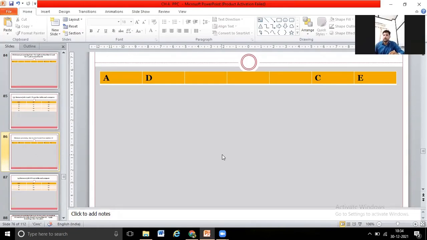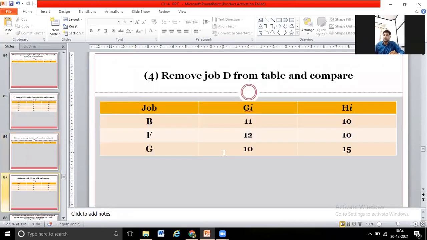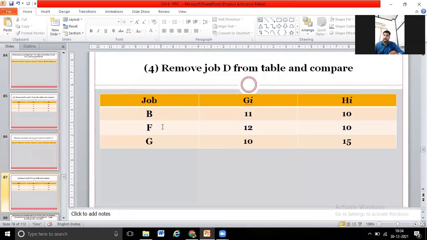Over. So now next D job should be removed from the list. Now B, F, G, these 3 jobs are competing for the remaining positions. Now 11, 12, 10, 10, 10, 15. Now here we get the lowest processing time for the G job and also for B and F job. But the G job lowest processing time is on first machine, that is GI machine, and the B and F lowest processing time is on second machine, that is HI machine.